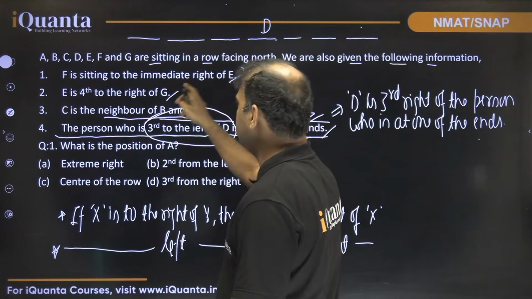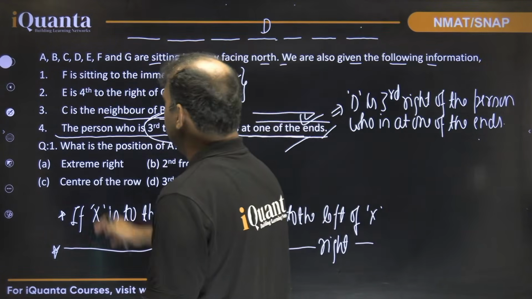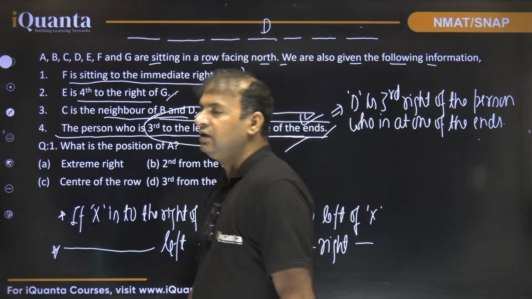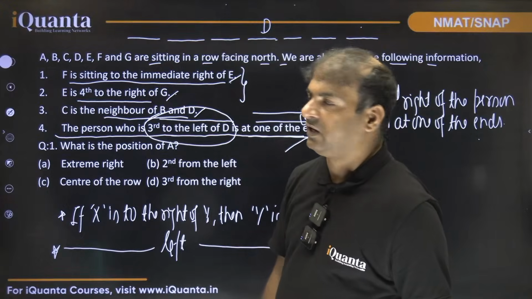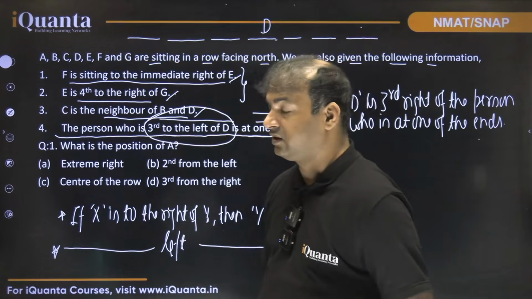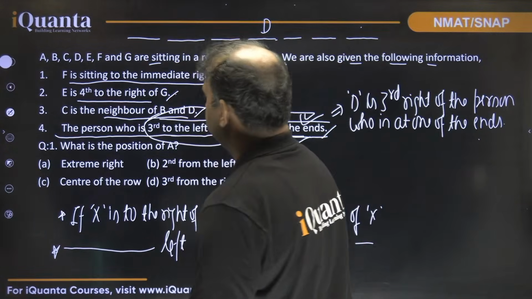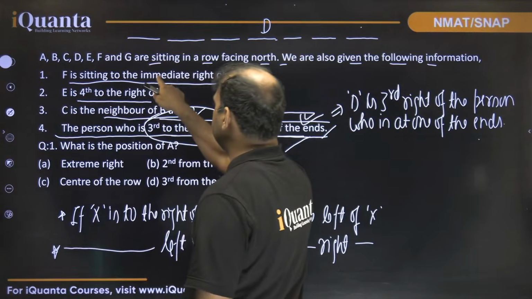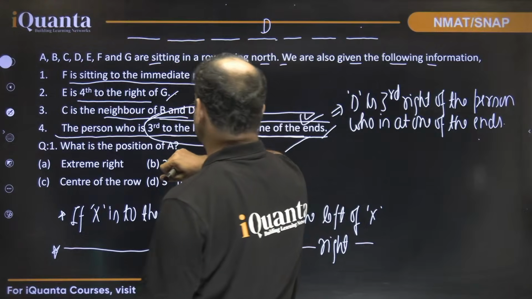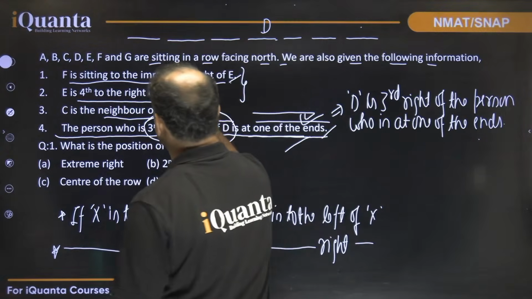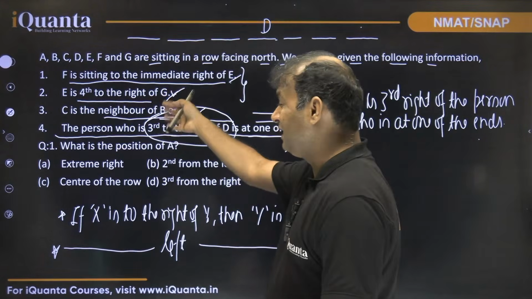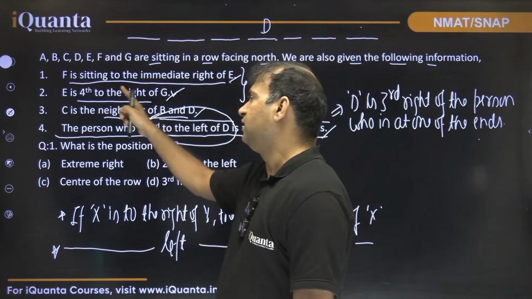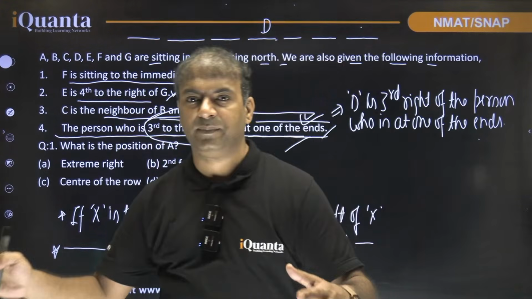In both of them, they are definitely talking about E, right? First, they are saying F is immediate right of E, and then they are saying E is fourth right of G. So maybe we can think with respect to E, because E is given at 2 places. Let's think about it once again. They are saying that E is fourth right of G, and F is also immediate right of E. Why am I using this point? Because there is a lot of gap between E and G. E is fourth right of G. That means there will be a lot of gap between these 2 people.